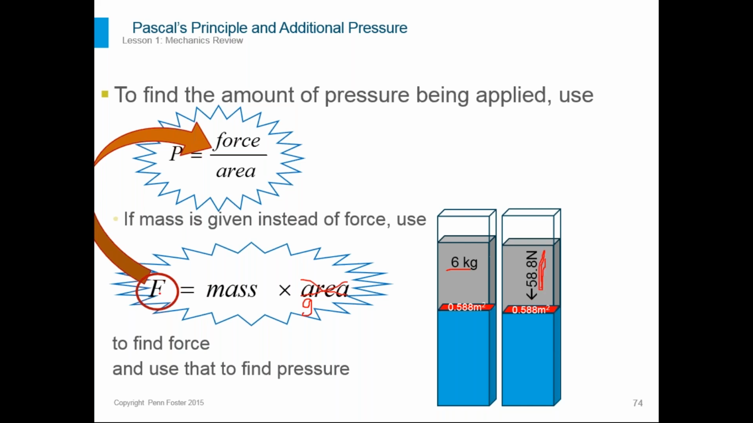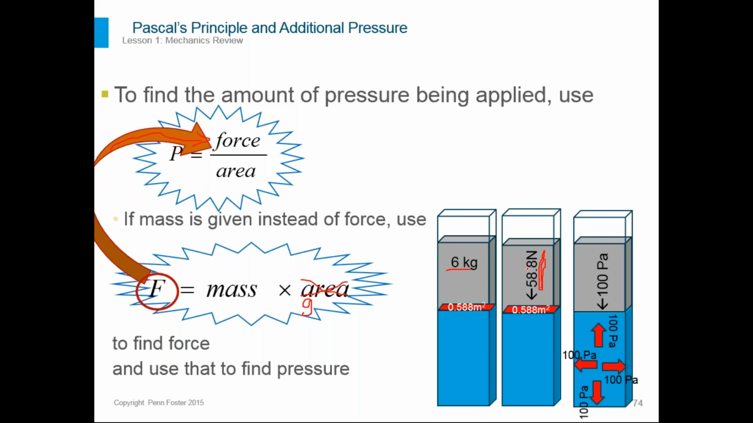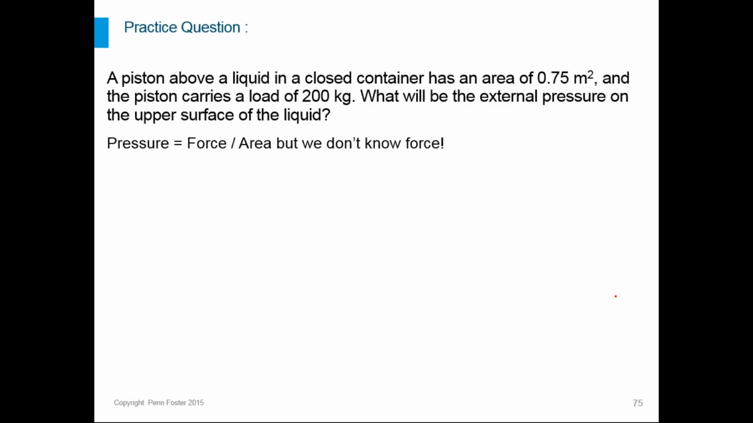So that's our force. Now we put that number back into this problem here, and we take our new force divided by area. So 58.8 divided by 0.588 gives us our pressure of 100 pascals. So let's look at an example problem of this. This is a practice question from your study work.